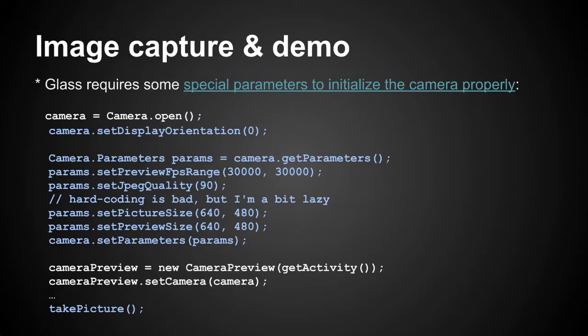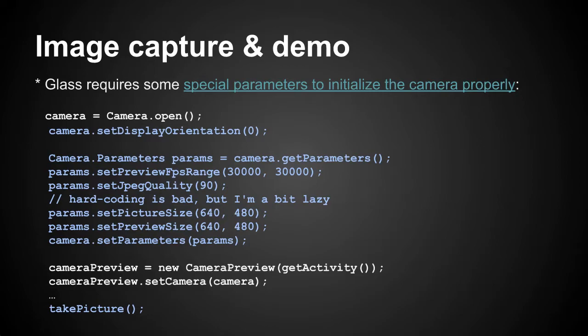Well, part of this is required. The set FPS range, that's the important part. We're going to get the camera parameters and set the FPS range, so frames per second. That's what Glass does. The default is apparently something different. And then we have to set parameters.